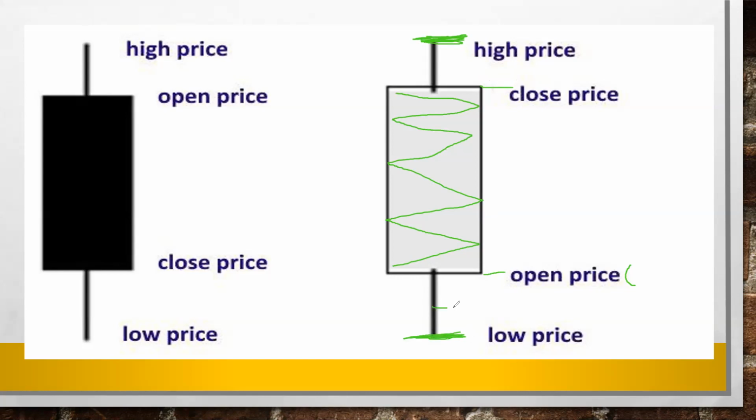We either call them wicks or shadows. And I said a bullish candle is one which shows a movement to the upside, and it is green. If the movement is to the upside, it means price starts below and it closes above.